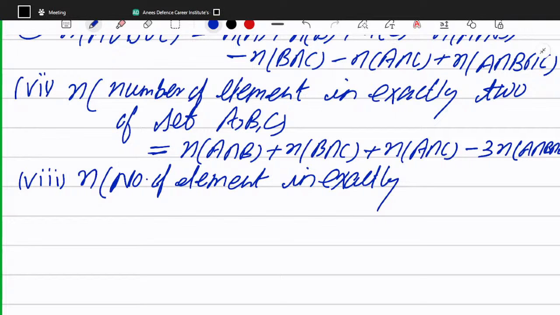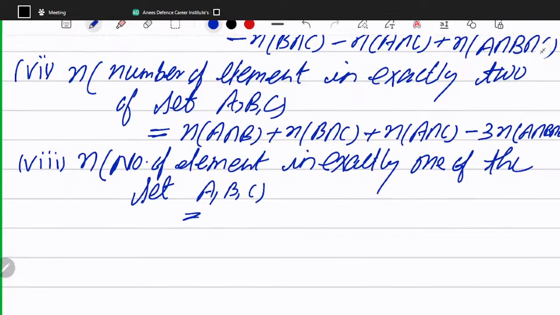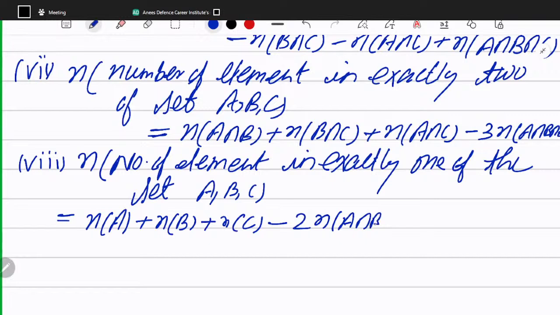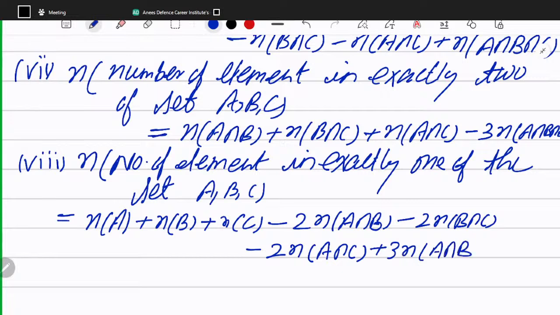Okay, Nivedita. One minute. The number of elements in exactly one of the sets A, B, C is equal to n(A) plus n(B) plus n(C) minus 2 times n(A intersection B) minus 2 times n(B intersection C) minus 2 times n(A intersection C) plus 3 times n(A intersection B intersection C).